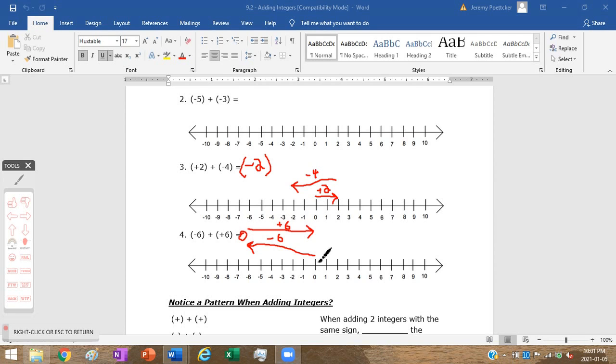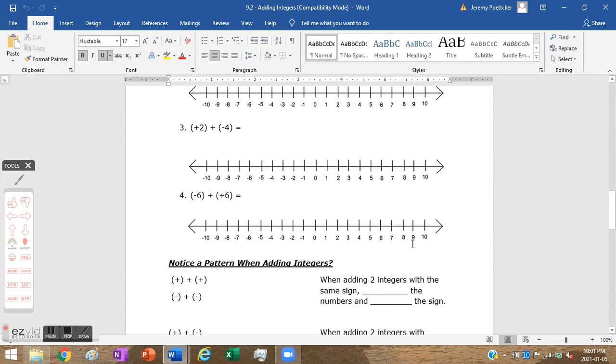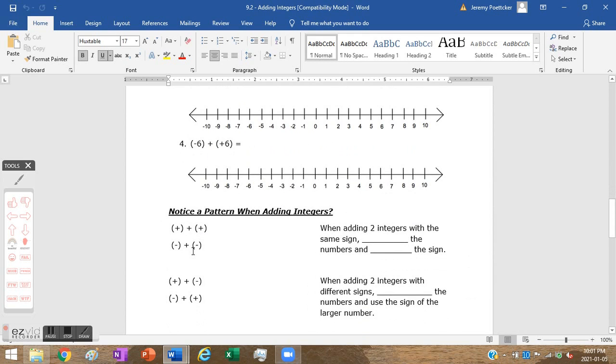All right, now you may have already noticed a pattern here, and there is a pattern. If we have a positive and a positive, or a negative and a negative, so when we're adding two integers with the same sign, all we're going to do is add the numbers and keep the sign.